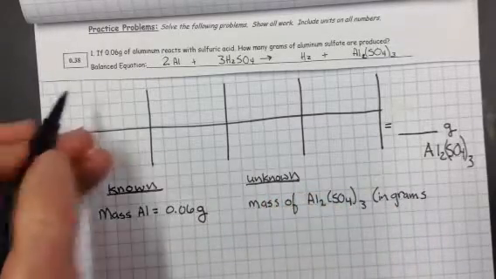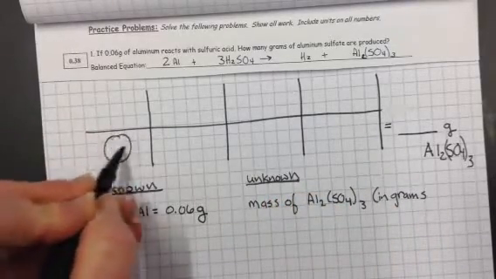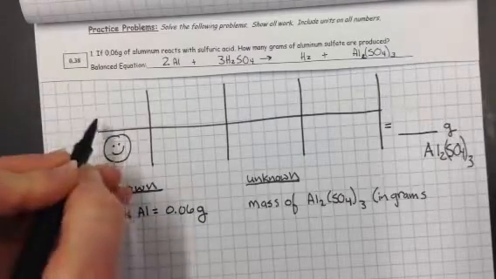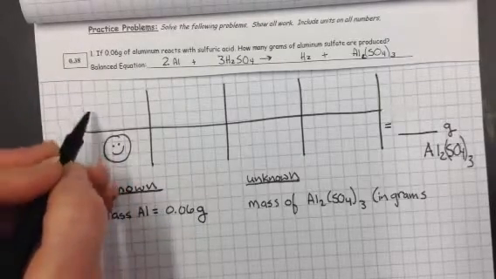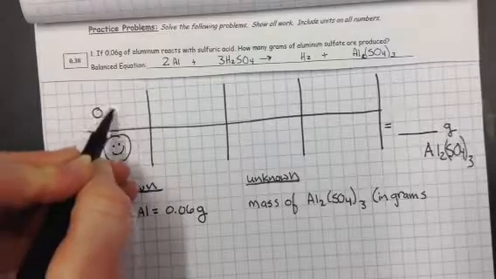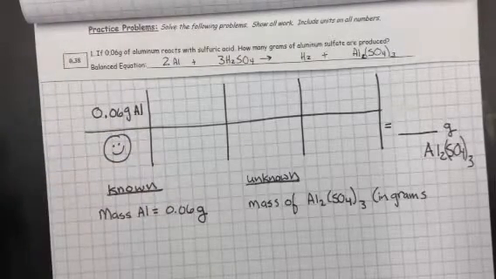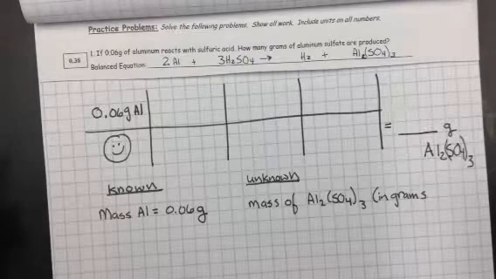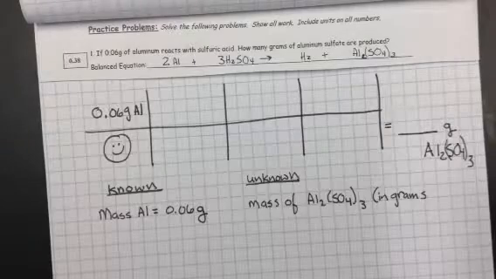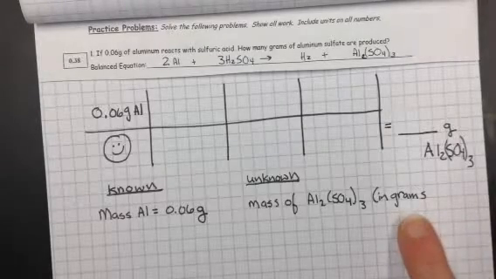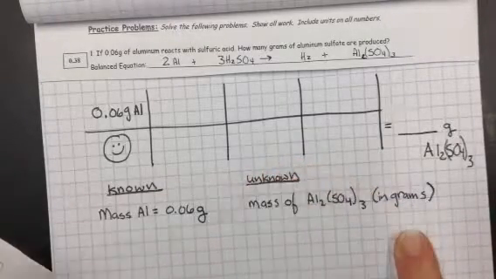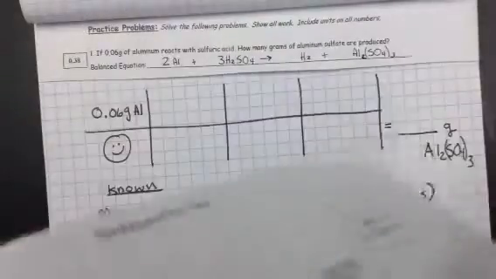So now we know where we start. Put the big smiley face here. In our T-chart, the start is that we have 0.06 grams of aluminum. Now we know where we are going. We're going to the mass of aluminum sulfate. So let's see how many steps we need to take.